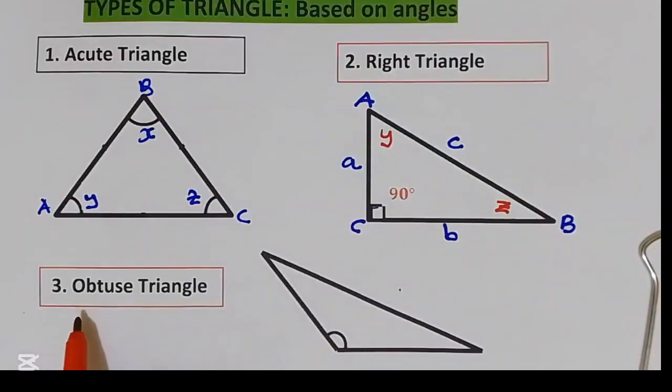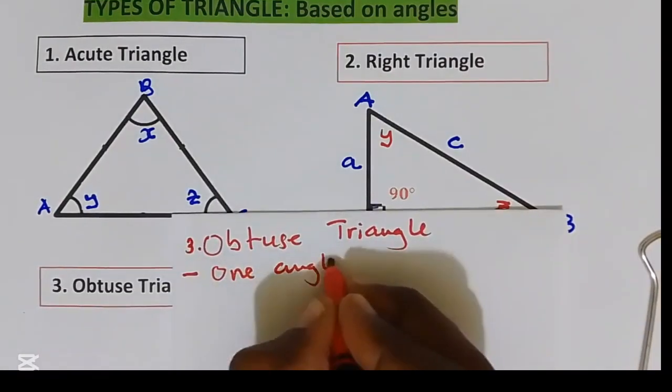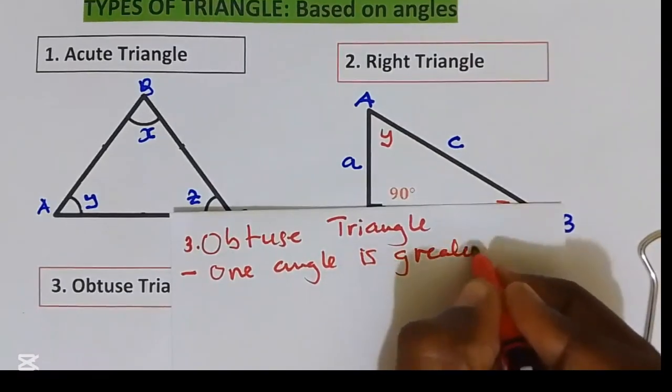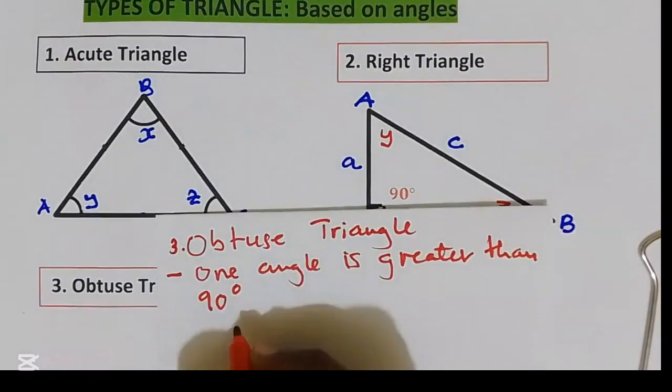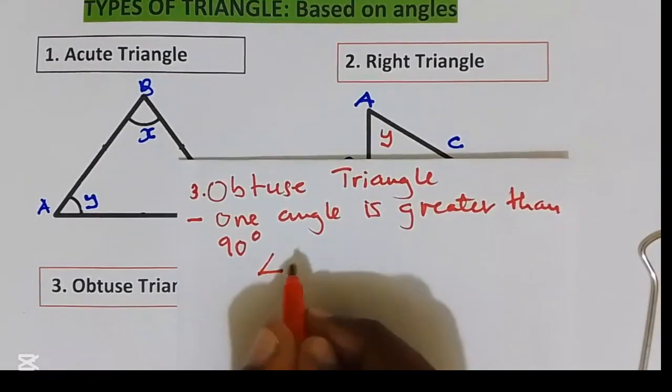Let us see the last type of triangle, that is the obtuse triangle, and I'll call it triangle A, B, C. And let's call its angles angle X, Z, and Y. The first characteristic is one angle is greater than 90 degrees. For our triangle it is angle Y. One angle is greater than 90 degrees. That is angle Y.